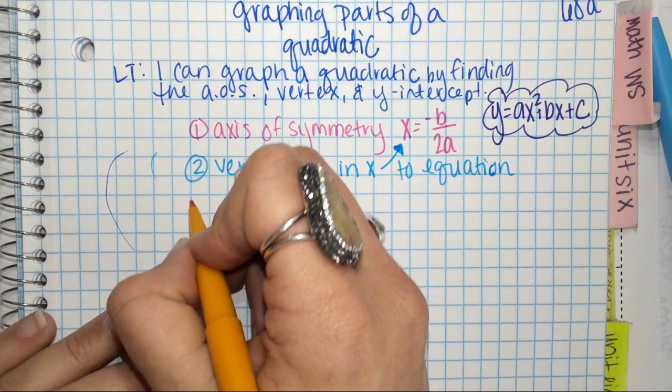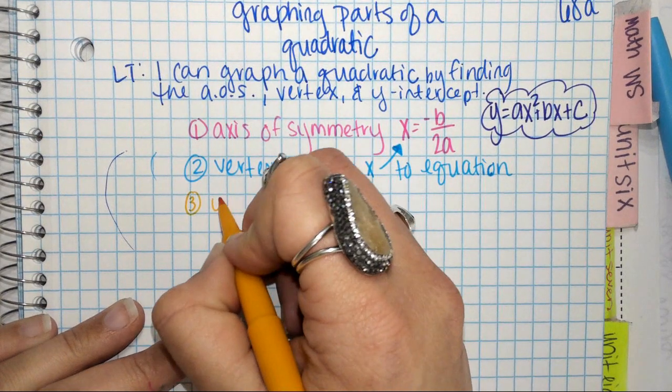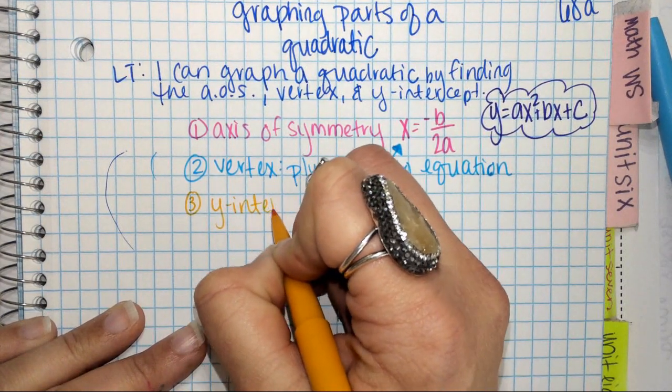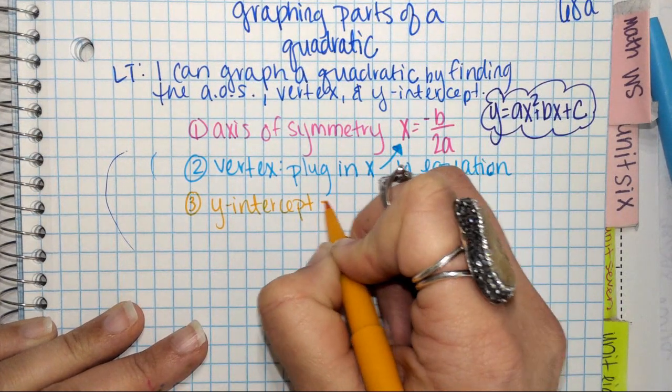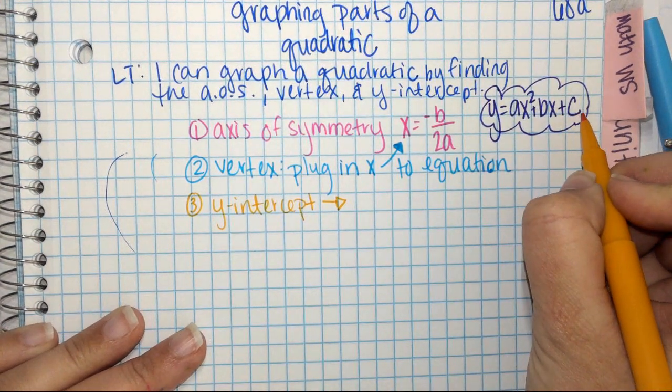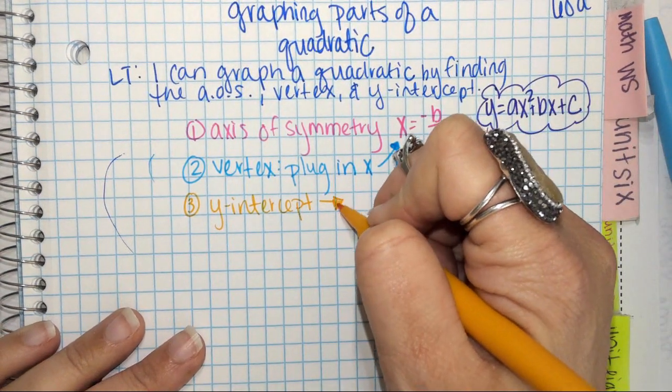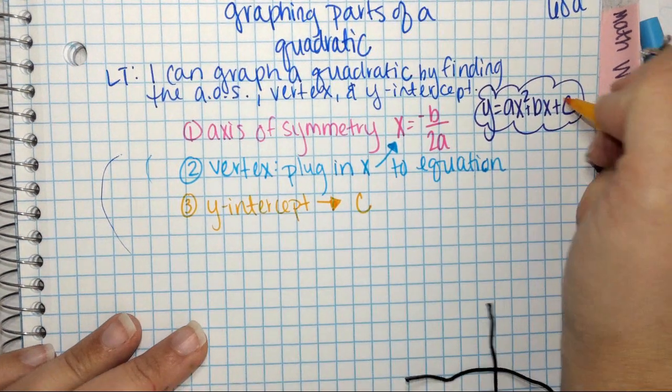And the last thing that we're going to find is our y-intercept, which is the easiest one to find. Your y-intercept is always c. So whatever your constant is, that's your y-intercept.